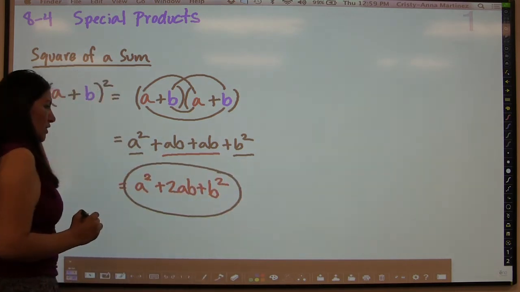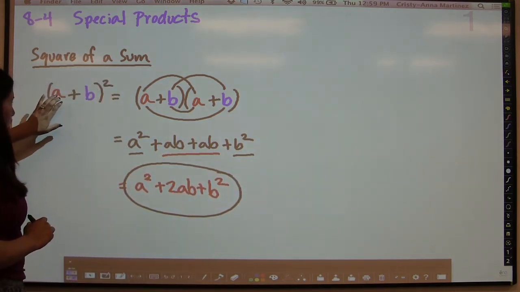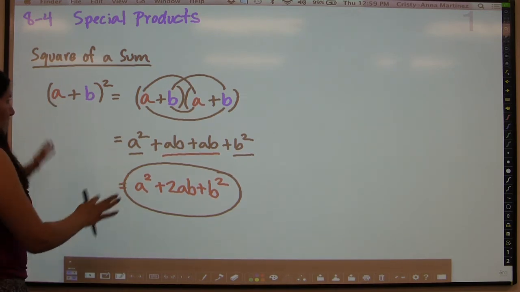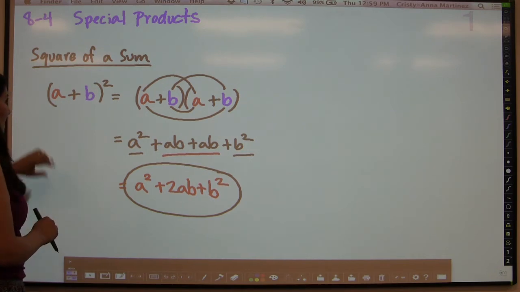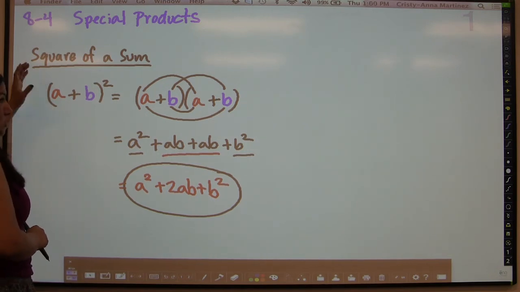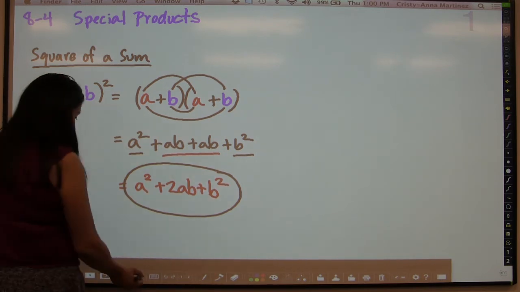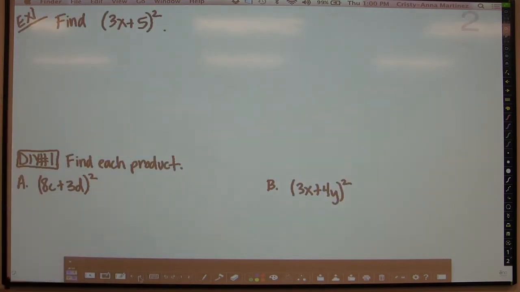All right, so notice that you don't want to assign a positive or a negative value to a and b. It's all taken care of in the formula itself. So anytime you have the square of a binomial or the square of a sum, you're going to get a squared plus 2ab plus b squared. So we're going to show you how to apply that in this problem right here.